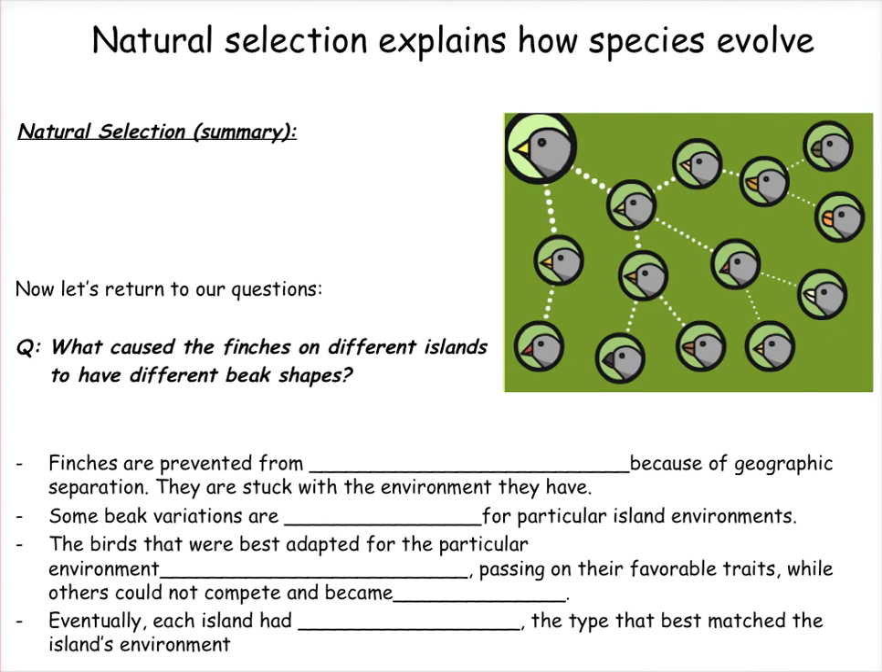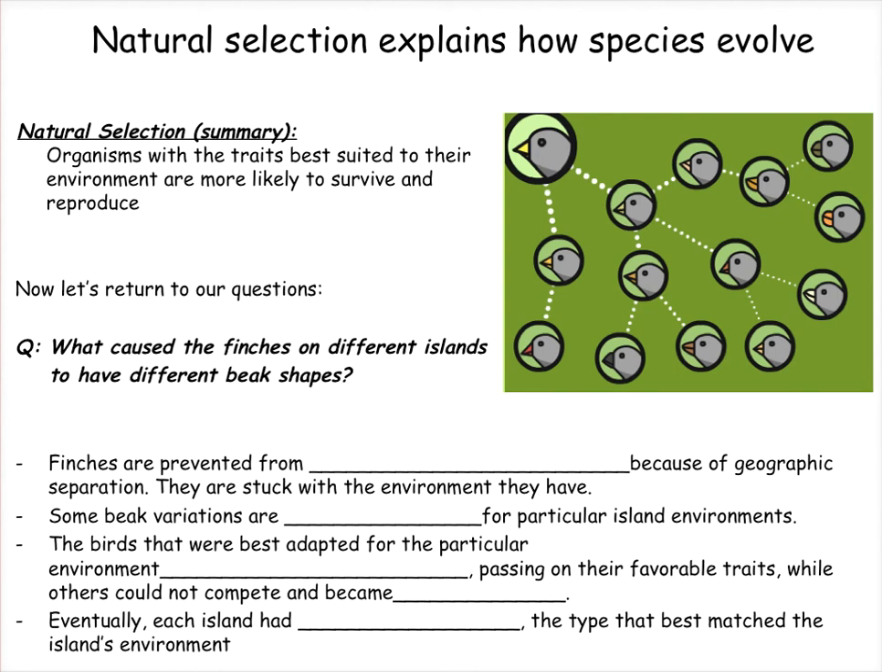All right, so to summarize everything we just said in those 5 principles, if we were going to define this term, natural selection, in a quick one-sentence phrase, we would say that in natural selection, organisms with the traits best suited to their environment are more likely to survive and reproduce.